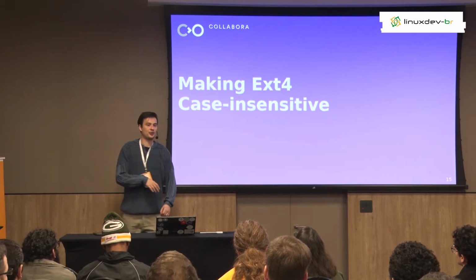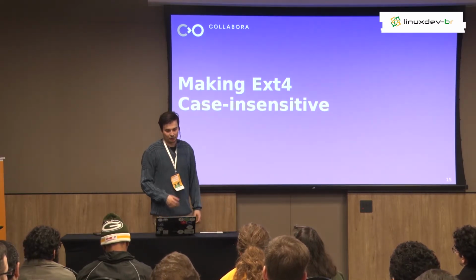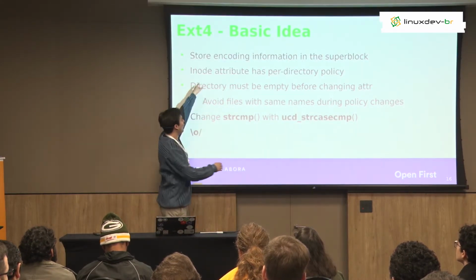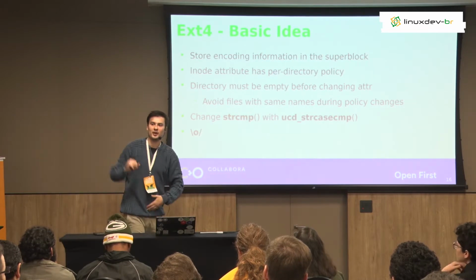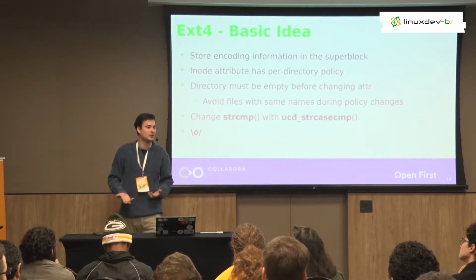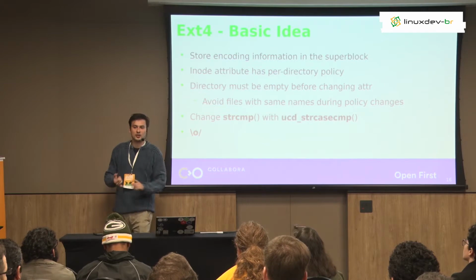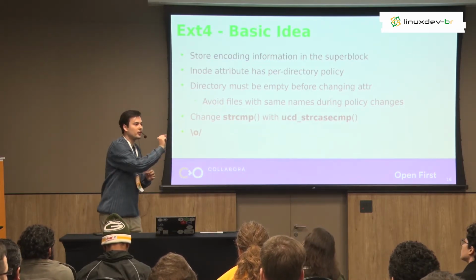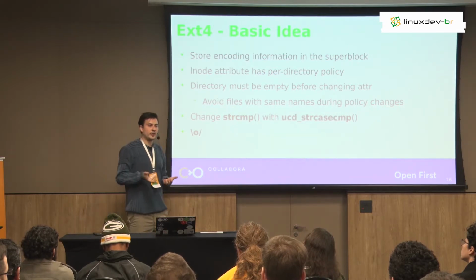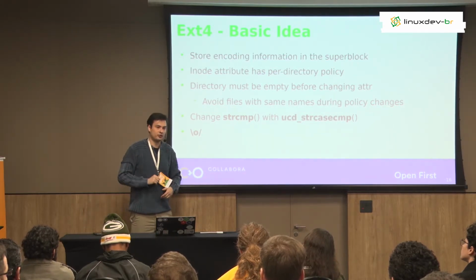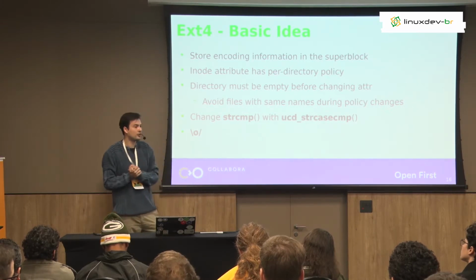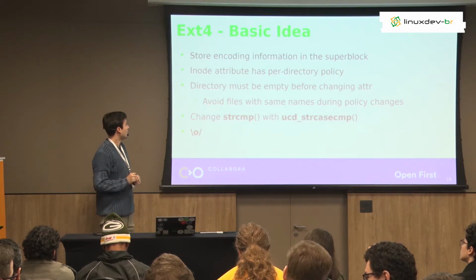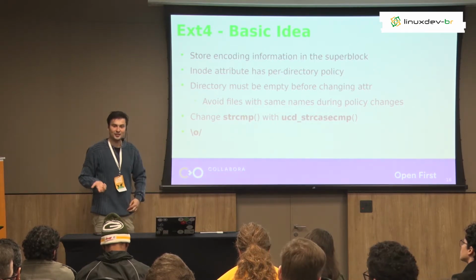Now we have the infrastructure, we want to make Ext4 case insensitive. So the basic idea that we can do now is we go to the super block, which is the first block in your disk where you have all the information on the file system, and you store the encoding information that you want, like the version and which encoding that is. And then you configure each inode using inode attributes, which is just flags of each inode in your file system, to say that that directory is case folding or not. So now you can have case folding per directory. Cool.